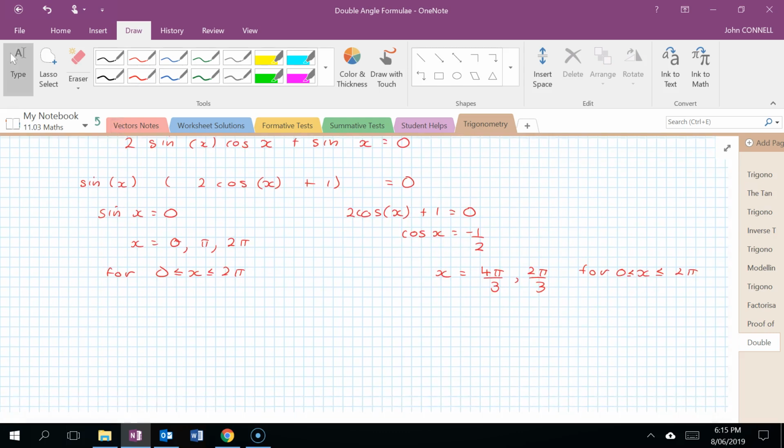Okay, so they're my solutions, and that's how we can use the double angle formulae in solutions.